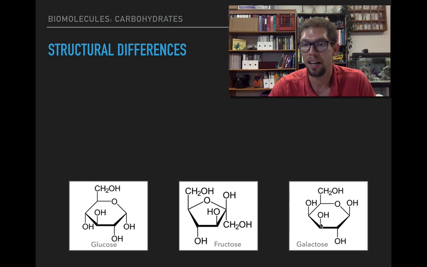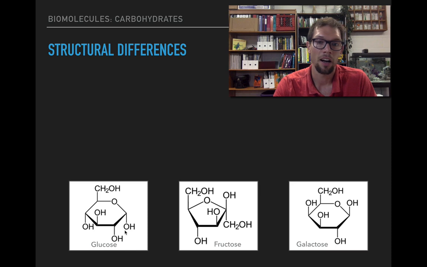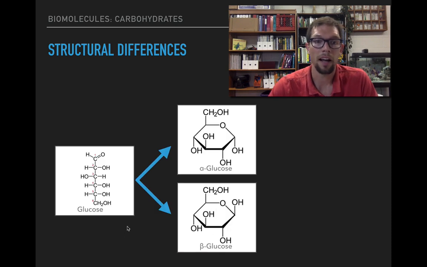With glucose and galactose, you're going to have a difference in how the actual hydroxyl groups are coming off from the glucose. So these are actually isomers of one another. They're structurally different even though they have the same chemical formula. And with glucose, you can actually have multiple kinds.